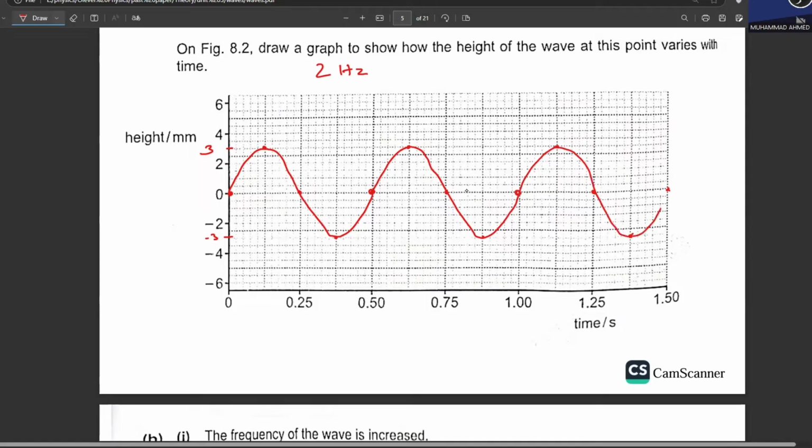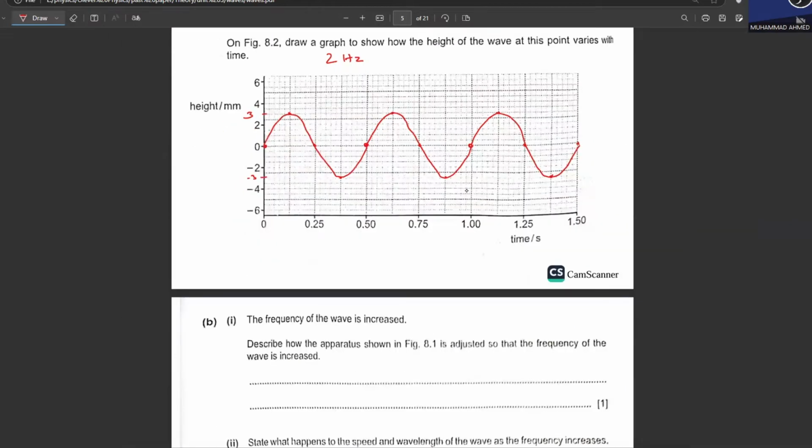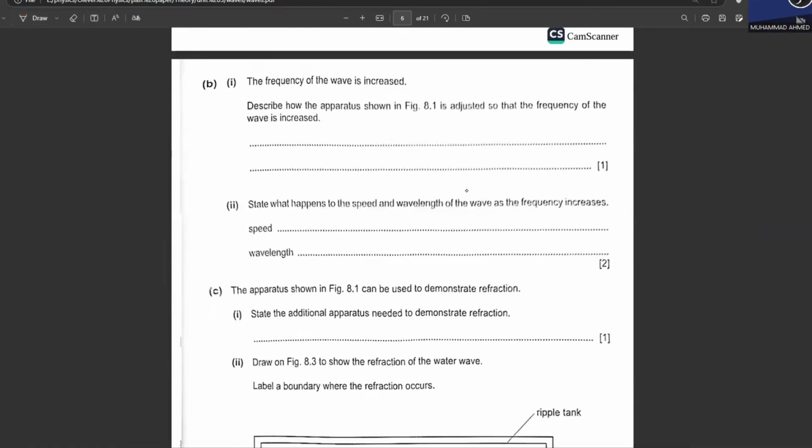Somewhat like this. This is your wave. You have to make sure that the amplitude is 3 and -3, and there are 3 waves getting completed in 1.5 seconds. Very, very simple. Let's further move ahead. The frequency of the wave is increased.